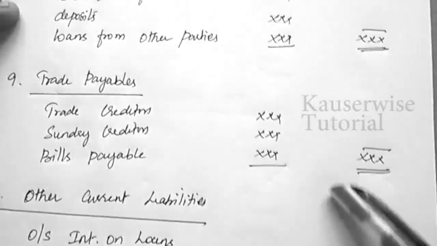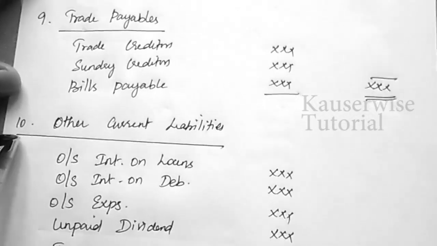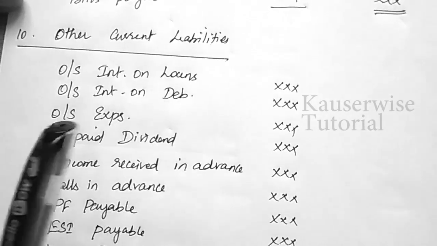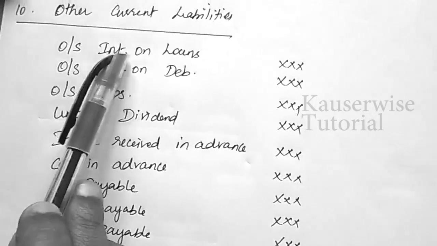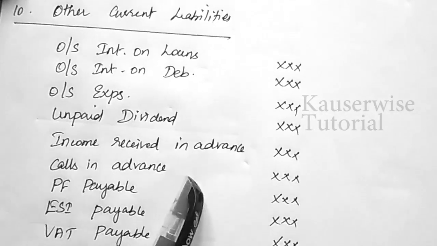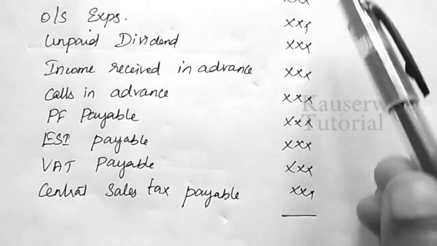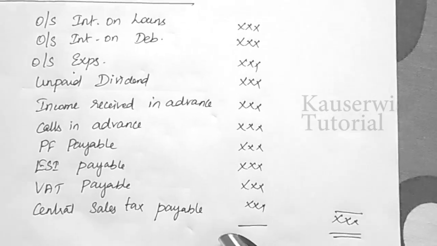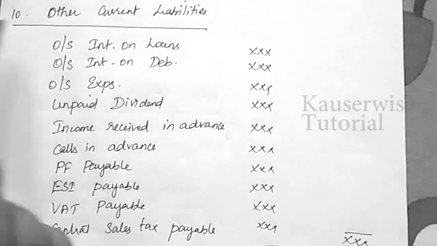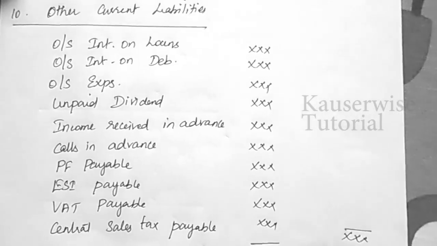And apart from these things, if there is any other current liabilities, that will be recorded separately under the heading of other current liabilities, working note number 10. That is outstanding expenses, income received in advance, outstanding interest on loan, outstanding interest on debentures, unpaid dividend, calls in advance, PF payable, ESI payable, VAT payable, central tax payable. So all these items are short-term liability, that is other current liability. Finally you can get the total other current liability. This will be recorded in balance sheet.